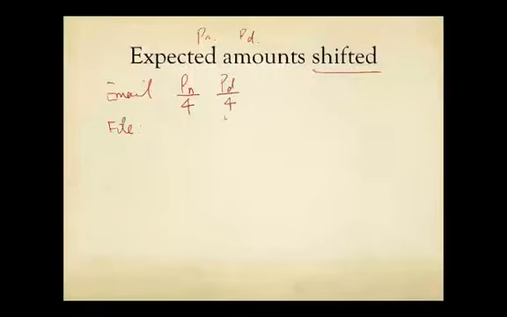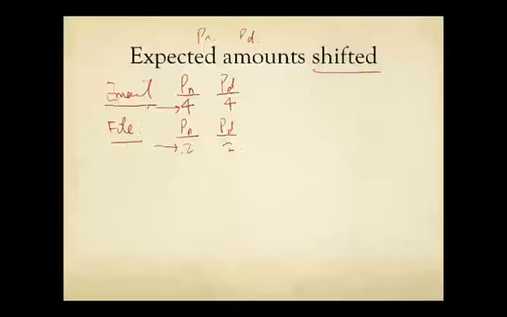Okay, for file transfer, it is more delay tolerant, and therefore the probability of shifting unit traffic is P sub n over 2 during nighttime and P sub d over 2 during daytime. So dividing by 4 versus by 2 is representative of the fact that file download is more delay tolerant than email.